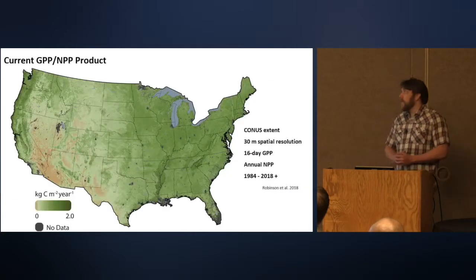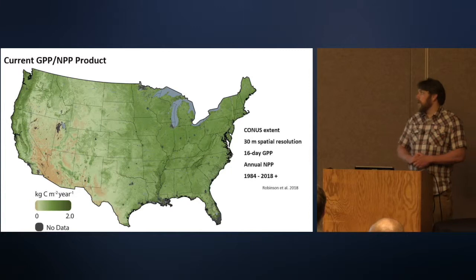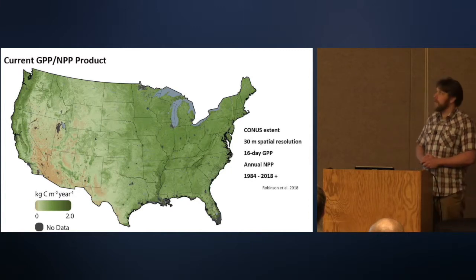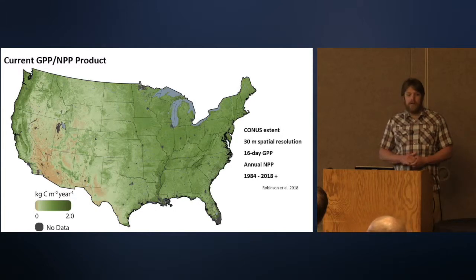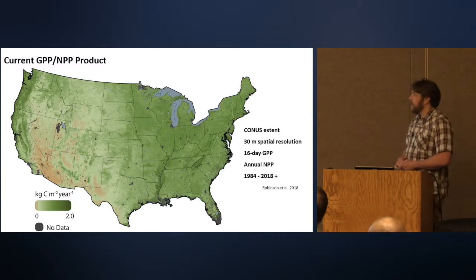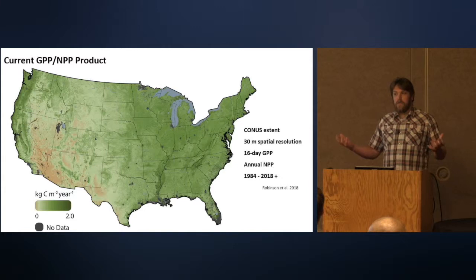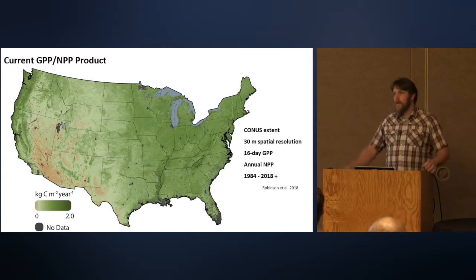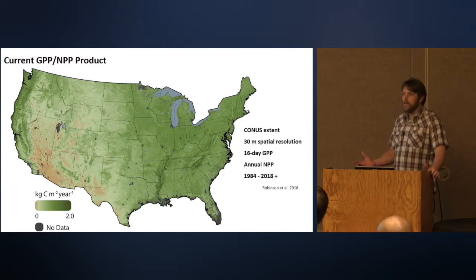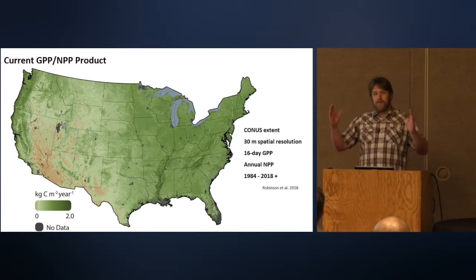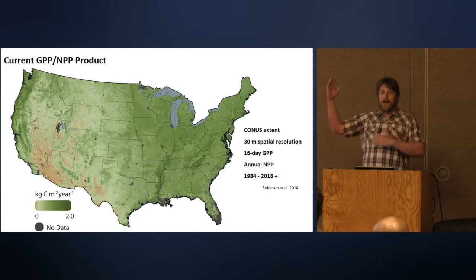All of these things are built off of what we have spent the past 2 to 3 years building, this GPP NPP product for the continental United States. And like Brady said, this is built off of the MOD17 net primary productivity model, which is at 1 kilometer or 500 meter resolution. When I say resolution, that's the pixel size, so 500 meters by 500 meters.